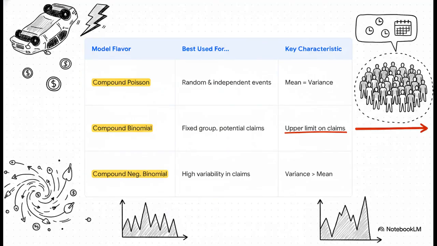So this gives us different flavors of the model for different jobs. For example, if claims just seem to happen randomly, independently, think car accidents, then something called a compound Poisson model is perfect. But if you have a fixed group, say a life insurance plan with exactly 100 people, then you'd use a compound binomial model. Why? Because you know for a fact you can't have more than 100 claims. And then, if your claims are just all over the place, totally unpredictable, there's another flavor called the compound negative binomial that works great for that.